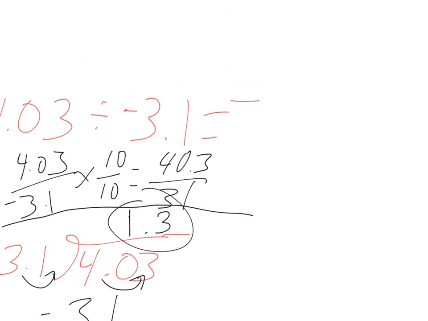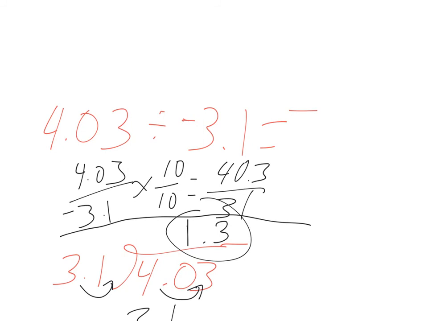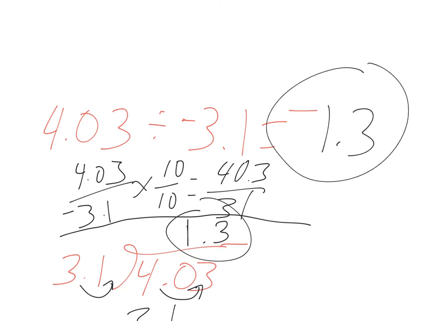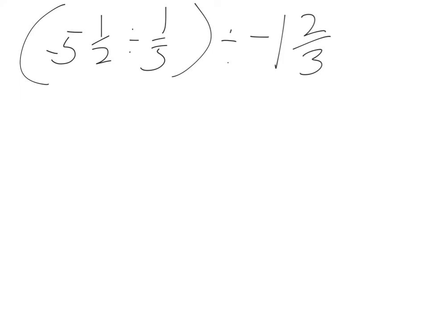So I come back up here. I write down 1 3/10 and note that it is negative because I divided a negative by a positive. In this example, I want to show you how to solve a multi-step problem. In this one, the first part says negative 5 1/2 divided by 1/5, all divided by negative 1 2/3. So you see the parentheses here? That means we're going to do this part first.